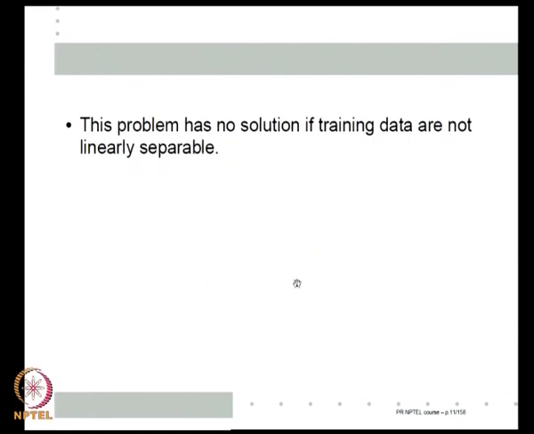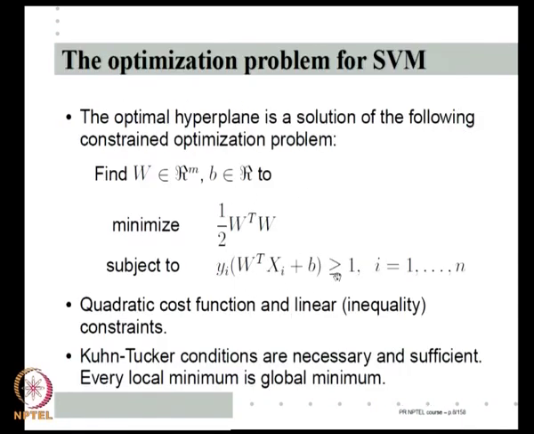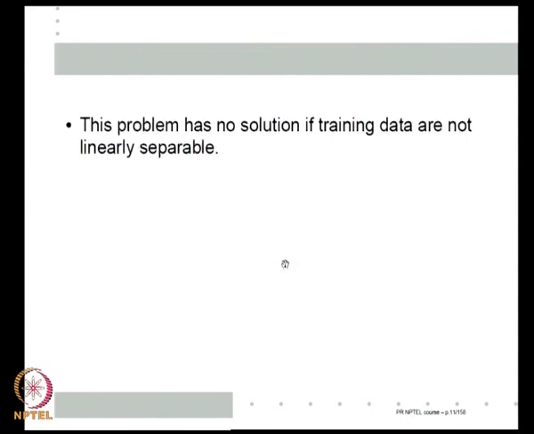Now, unfortunately, this problem has no solution if training data are not linearly separable. This is the primal we started with. If there is not even one w, b that satisfies these constraints, then there is no feasible solution and hence no optimal solution. So, the problem has no solution if training data are not linearly separable.